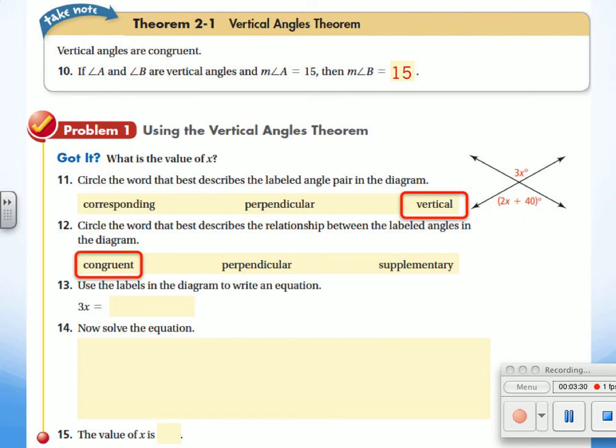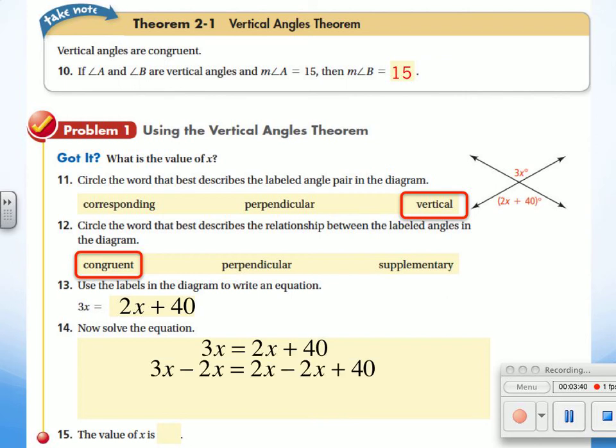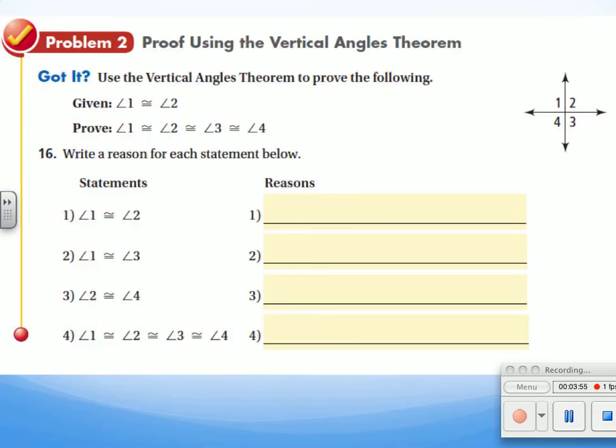Well, vertical angles are congruent. So we're going to use the labels in the diagram to write an equation: 3x equals 2x plus 40. We'll rewrite that equation, and now we're going to solve it. First, we'll subtract 2x from both sides, and once we solve that, we quickly see that x equals 40, so the value of x is 40. So that's how you use the vertical angles theorem to solve problems with vertical angles.